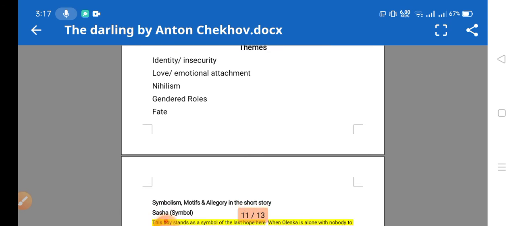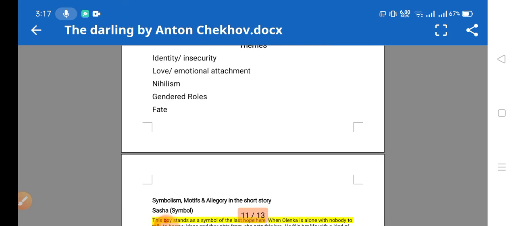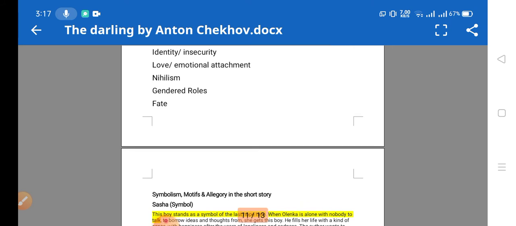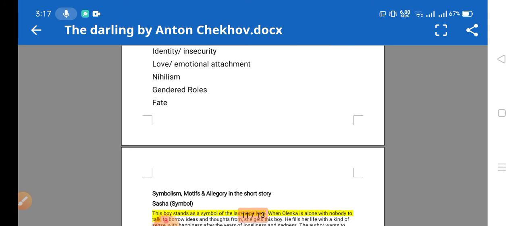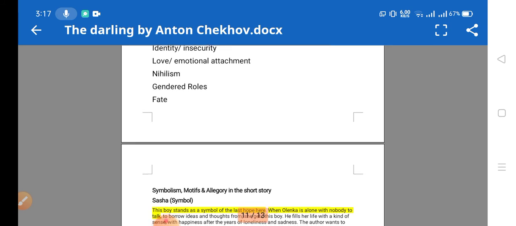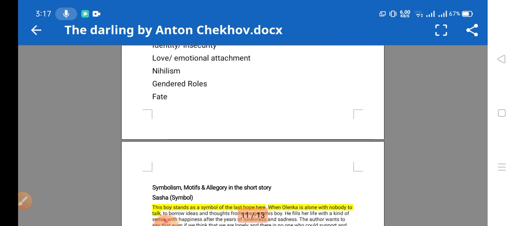And the second theme is the theme of love or emotional attachment, you can say. You can merge these, they are similar. As already described, Olenka cannot live without being loved, or being in a relationship, or emotionally attached to someone. Without being loved, she felt very lonely and saw no meaning in her life. And yes, we'll move on to meaning of life.